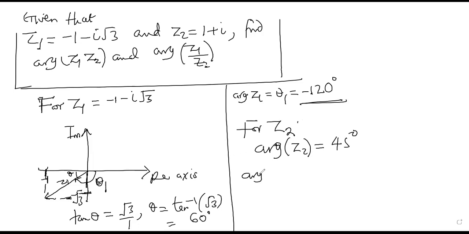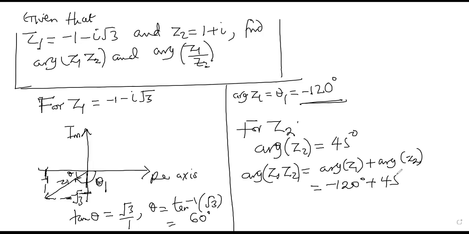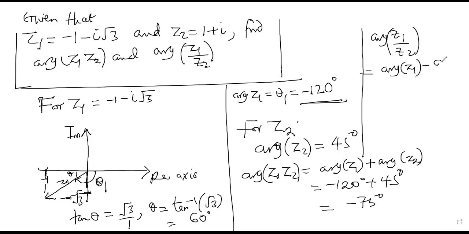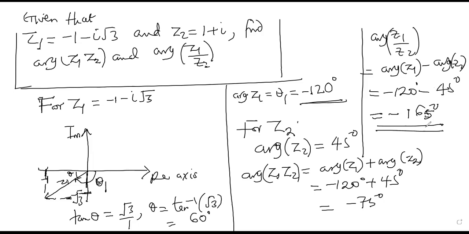So we have seen that argument of Z1 Z2 is the same as argument of Z1 plus argument of Z2, right? Add them, negative 120 degrees plus 45 degrees. So this argument is the same as negative 75 degrees. Then argument of Z1 over Z2 is the same as argument of Z1 minus argument of Z2. So negative 120 minus 45, and this will go to negative 165. So those are the properties of arguments.